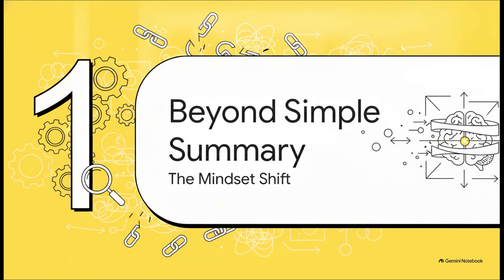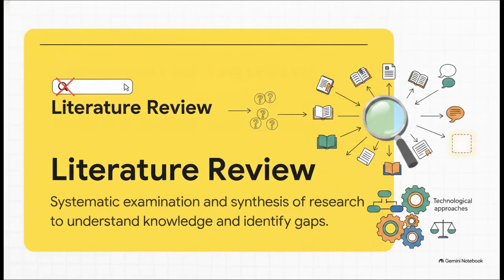Section 1. Beyond the simple summary. Look, this is where we have to dismantle the most common mistake out there, that terrible habit of just listing paper summaries one right after the other. To get started, let's look at what we're actually trying to achieve here. A literature review is not just Googling a topic so you can prove you read some articles. Not at all. It's a rigorous, systematic examination and synthesis of published research.